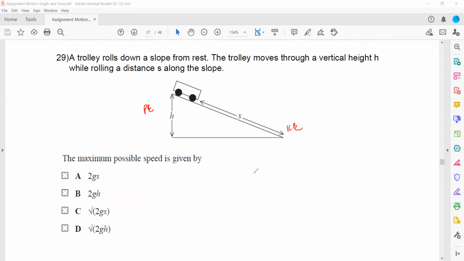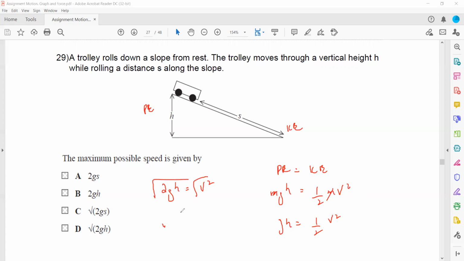converted into kinetic energy. If there is no loss, we can say the potential energy will be equal to the kinetic energy. Potential energy is mgh, kinetic energy is half mv squared, or 1 by 2 mv squared. m will cancel with m, so gh equals half v squared. The 2 is divided on one side, so on the other side it will be multiplied. So 2gh equals v squared, and we take the square root, so root 2gh equals v. That's why for 29, D will be the right answer. Is it clear?